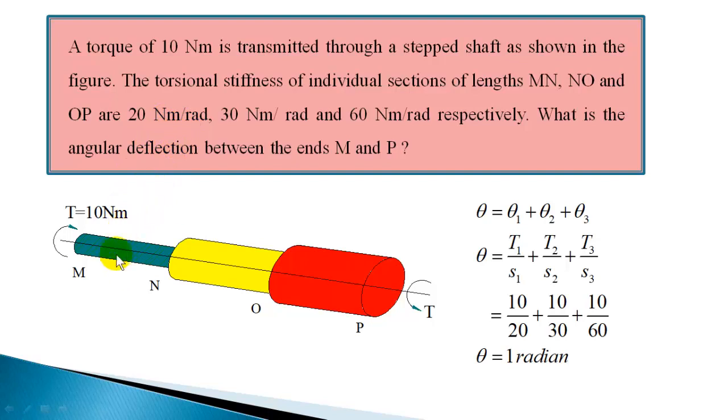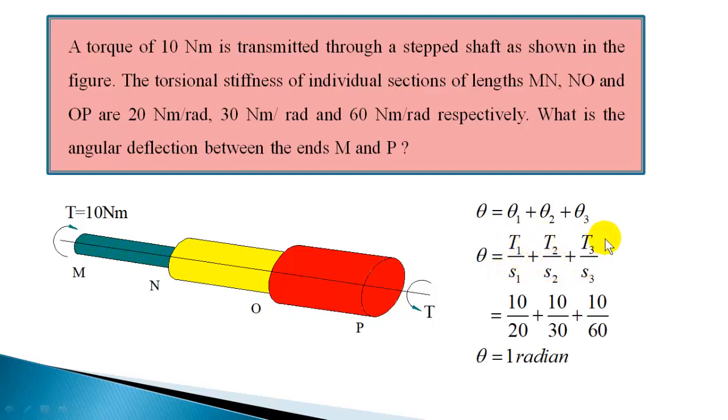So for each section you will have torque 10 Newton meter divided by this stiffness, which will give the angular twist in the first section. Similarly, you can find the angular twist in all the 3 sections, and add all the 3, which will give the total angular twist. So total angular twist is theta 1 plus theta 2 plus theta 3. The angular twist in the first section is the torque in that section divided by the stiffness of that section. Similarly, torque in the second section divided by stiffness, and torque in the third section divided by stiffness of that section. That will give the total angular twist.